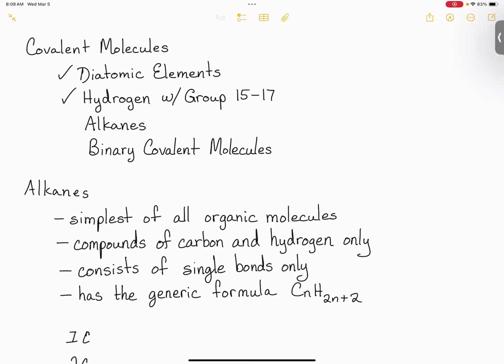That is true for every single compound of hydrogen with a group 15 through 17 nonmetal except for H2O. And there is only one name I will accept for H2O, and that is water. So we've discussed the diatomics. We've discussed hydrogen with groups 15 through 17. Today, we're going to discuss alkanes and then binary covalent molecules.